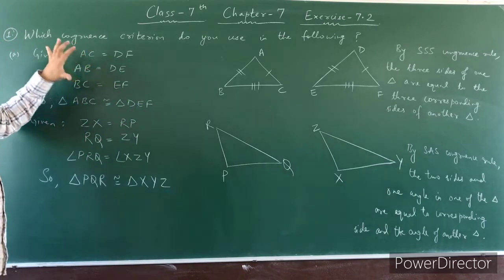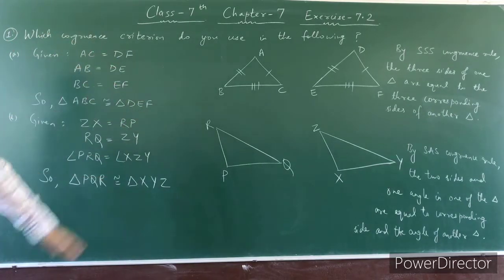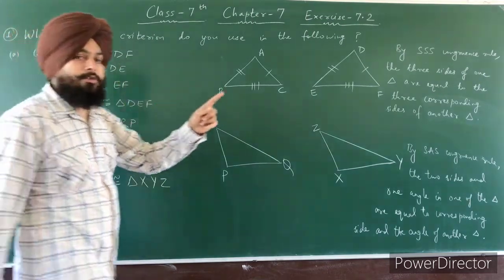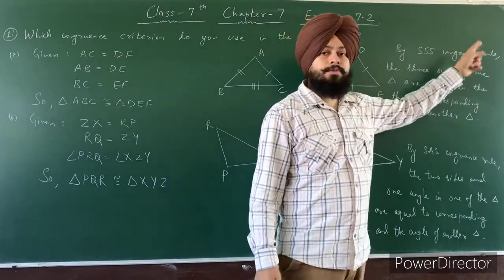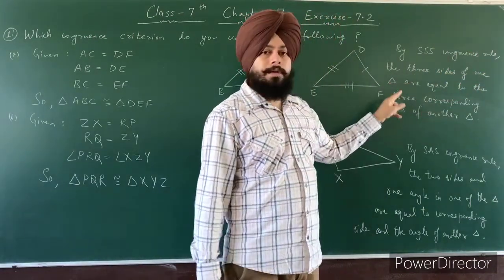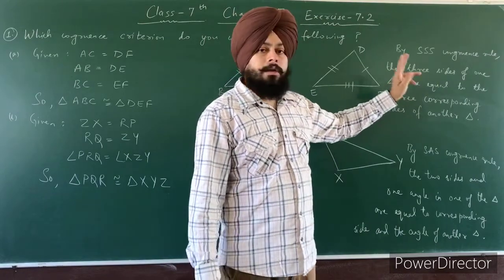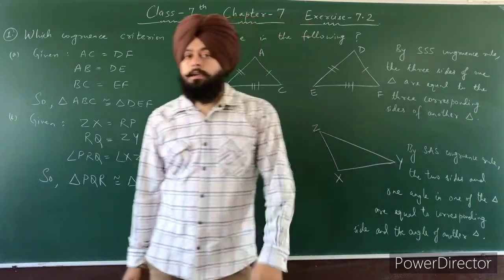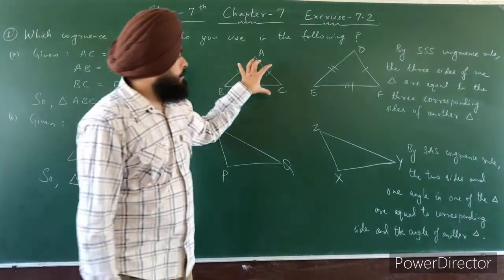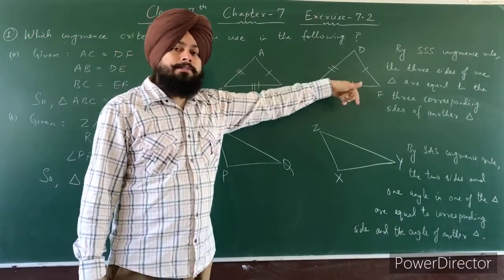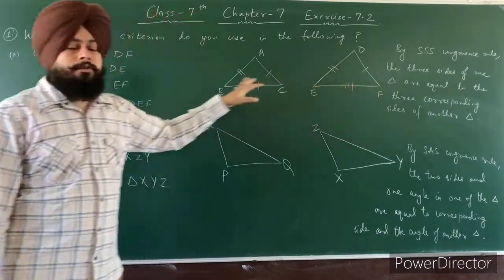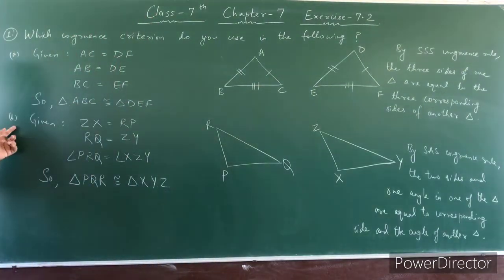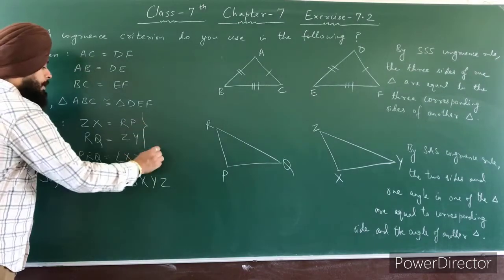So which criterion is used here in the first A part? So you can see here this first one is side, second one is side, and third one is also side. So by which rule? By SSS congruence rule, the three sides of one triangle are equal to the corresponding three sides of the another triangle. Because the three sides of this triangle are equal to the corresponding three sides of another triangle, that's why both of this triangle ABC and DEF are congruent. Clear? Now the B part, given is there two sides and one angle.